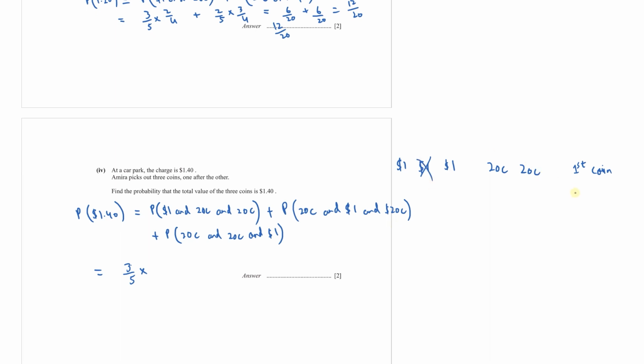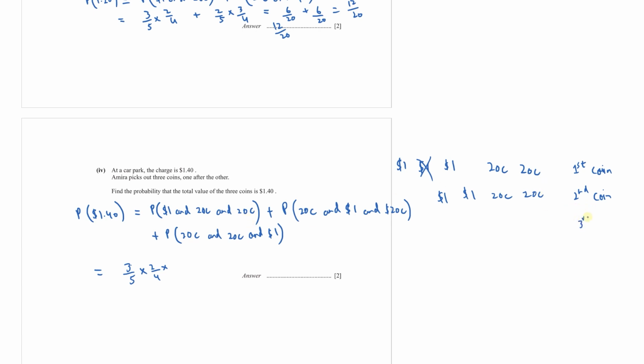So now you're picking the second coin. So now you're left with what? $1, $1, 20 cent, 20 cent. Now you're picking your second coin. What is the probability? It's 20 cents. So this is what? 2 over 4. You have two 20-cent coins and a total of 4 coins. So picking a 20-cent coin on the second try is 2 over 4. Then the third attempt, the third coin that you pick is also 20 cents.